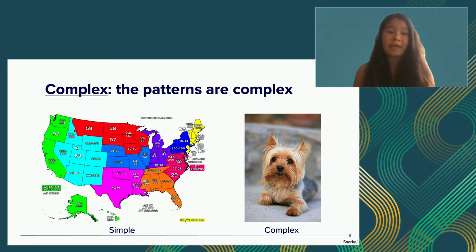The next is complex. The patterns should be complex. If a pattern is simple, imagine you want to build an application to just map from a zip code to the state, then it's pretty straightforward because a zip code can be in only one state. So you can build a simple lookup table or several if-else statements, and you will be able to do it. And you wouldn't need machine learning. If you want to use machine learning, then you should learn some complex patterns. For example, if you give it a picture and it tries to predict whether there's a dog in it or not, that is a complex pattern that machine learning can learn.